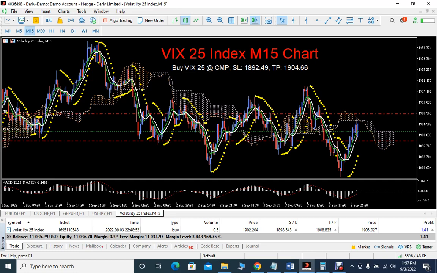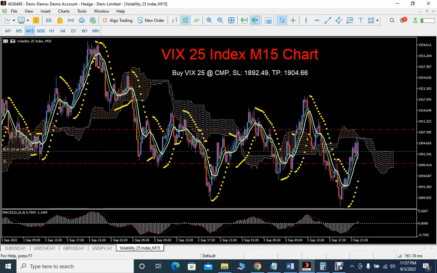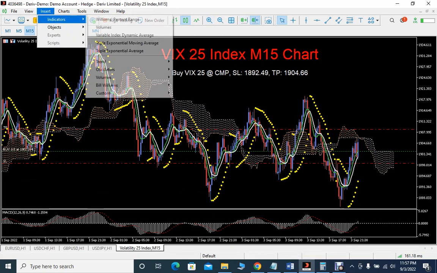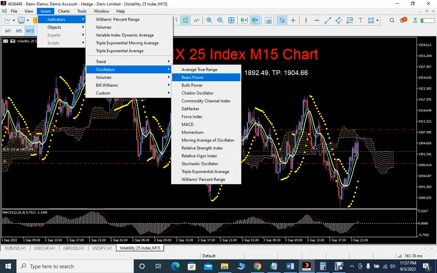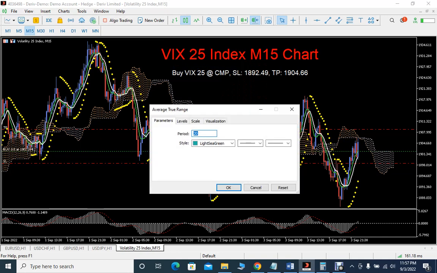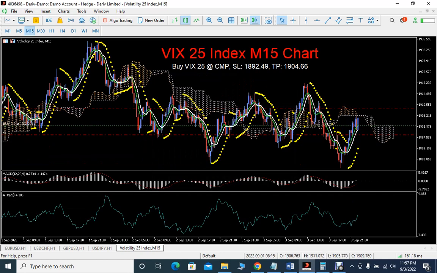Now what I also do is use the average true range to set my stop loss, and I will tell you what I mean by that. You need to insert your indicator, the average true range, which is an oscillator. The period should be 20. Put it on your chart.